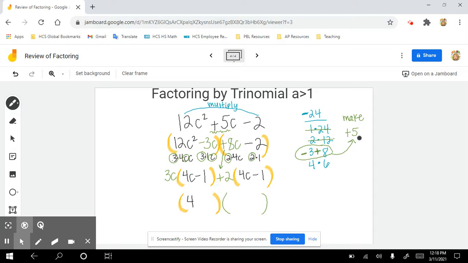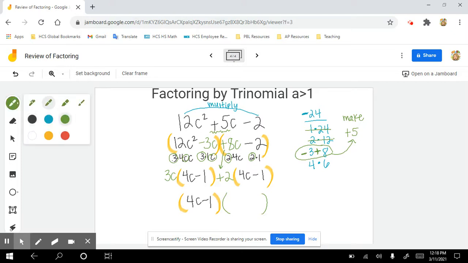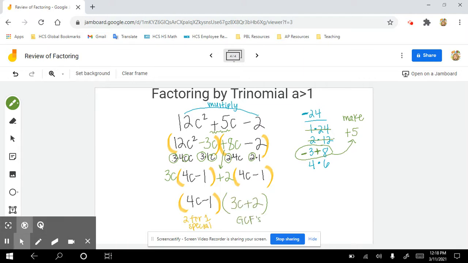So our 2-for-1 special is 4c minus 1, and our GCFs are 3c plus 2. So our final answer is 4c minus 1 times 3c plus 2.